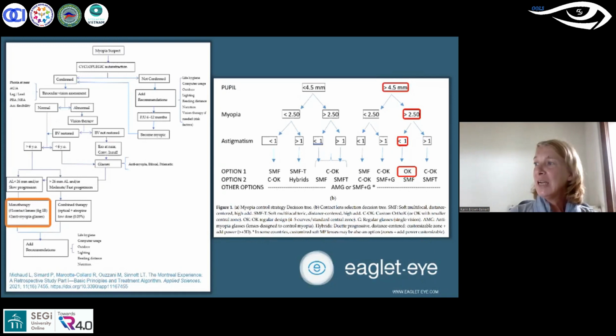So we're then looking at the actual decision tree on what to fit patients with. So again, it sort of just helps you here. Are we looking at the different pupil size? Is the myopia over 250, under 250? Astigmatism, all of that can be taken into account to then help you decide if you should go for something like a soft lens, or if you go for a hybrid, or if you go for something like Ortho-K.